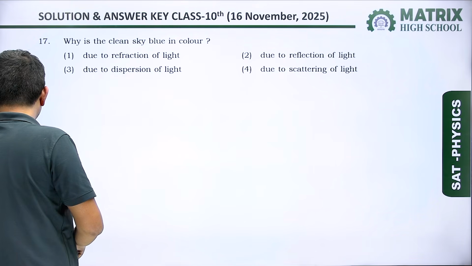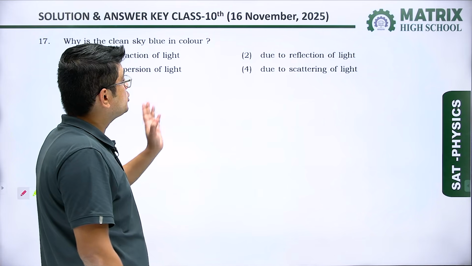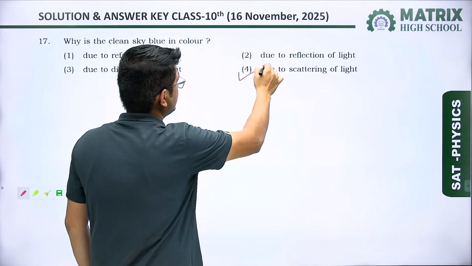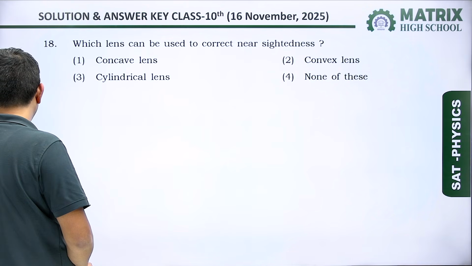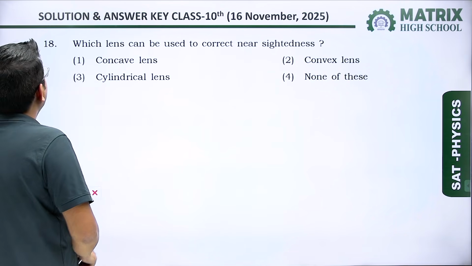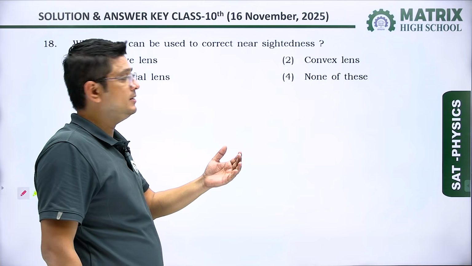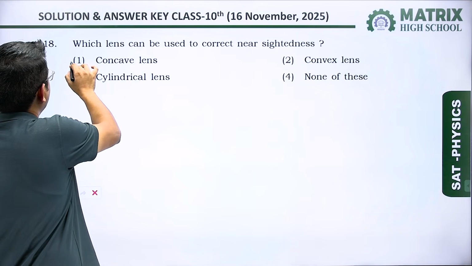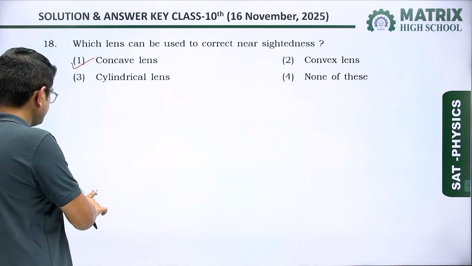Question number 17. Why is the clear sky blue in color? As we know, this happens due to the scattering of light. So our correct answer is option 4. Next question, number 18. Which lens can be used to correct nearsightedness? The nearsightedness defect uses the concave lens, the diverging lens. So our correct answer is option 1.